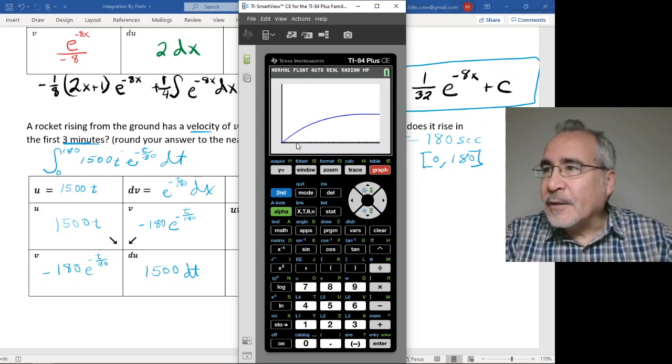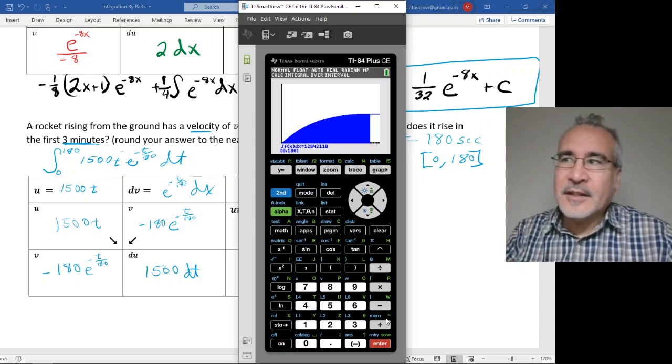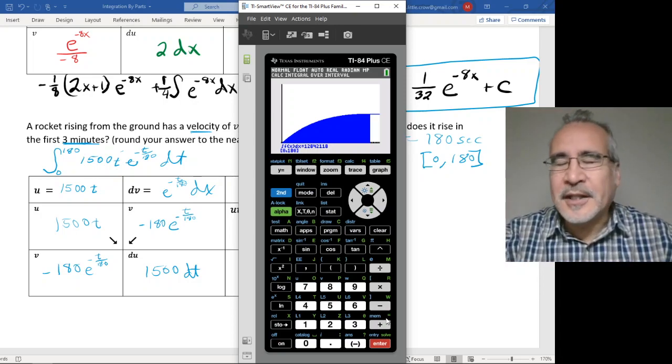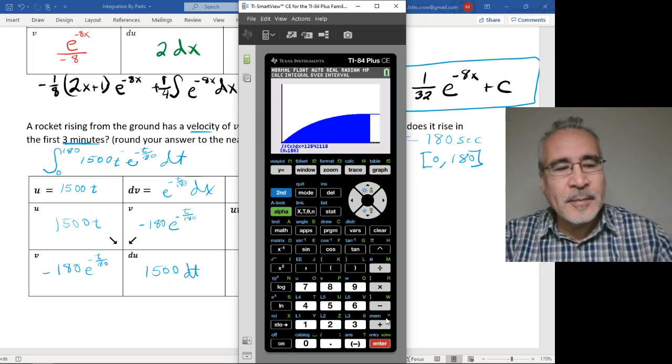Anyway, what we do is go second calc, number 7. The lower limit is 0, and the upper limit is 180. Now some of you might have tried 0 to 3 because it says 3 minutes, but that would really be going from 0 to 3 seconds. We've got to get our units to match up.